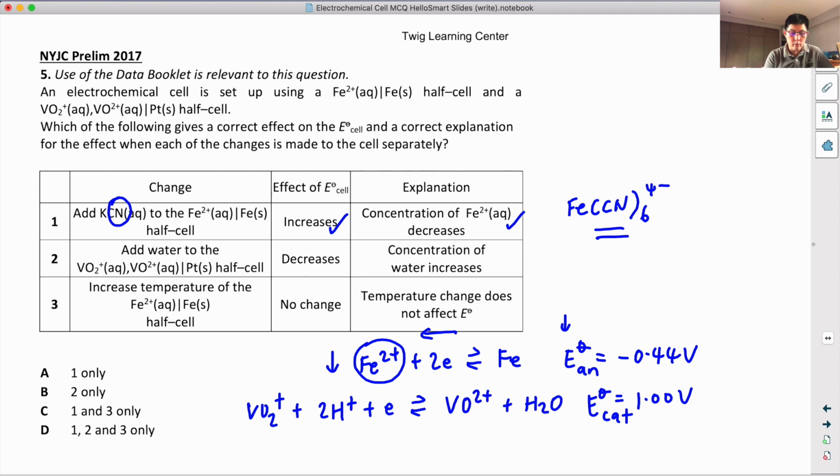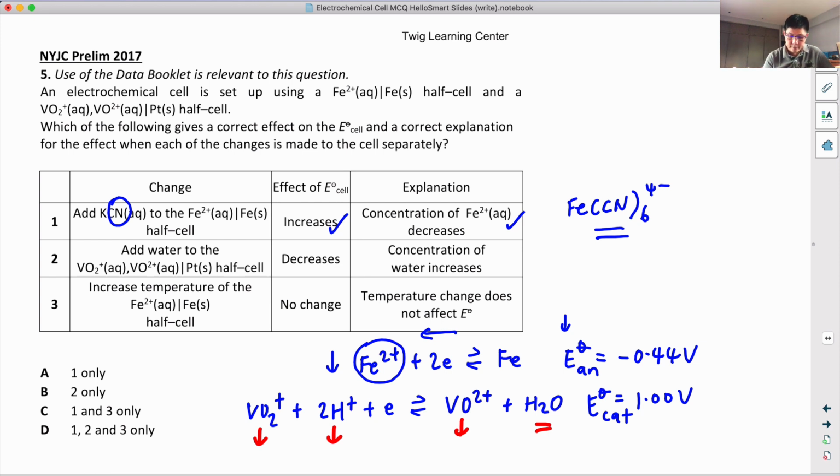Okay, let's look at 2. Adding water to the half cell, what happens to E cell? Over here, I want you to take note that you don't look at just this one here, because when you add water, in fact the concentration of this will fall, and this will fall, and this will fall. So the concentration of all the aqueous ions will decrease. When that happens, by Le Chatelier's principle, it wants to increase the concentration of the aqueous ions.